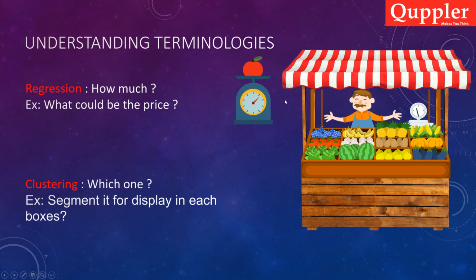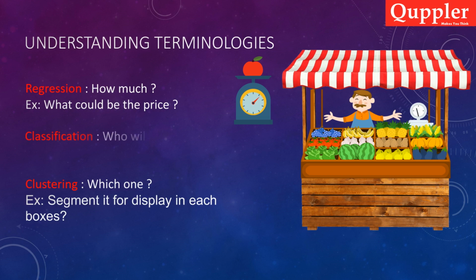This numerical value is what we're going to predict based on previous data or some other variable. Here the gram will act as the independent variable, and the dependent variable will be the price, which we are about to predict. So this is what regression means.